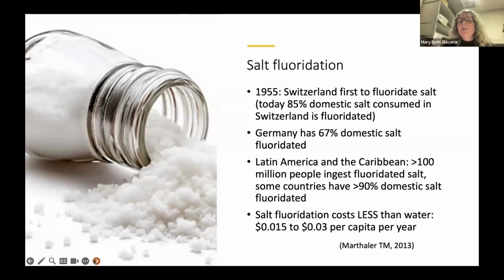So in 1955, Switzerland became the first to fluoridate their salt. And as I mentioned, today about 85% of domestic salt consumed in Switzerland is actually fluoridated. Germany has about 67% of its salt fluoridated. And in the Caribbean and in Latin America, more than 100 million people ingest fluoridated salt. Some countries have more than 90% of their population consuming fluoridated salt. And salt fluoridation is actually even cheaper. Not that water fluoridation was expensive, but salt is less expensive than even water fluoridation, at about a penny to 3 pennies per person per year.